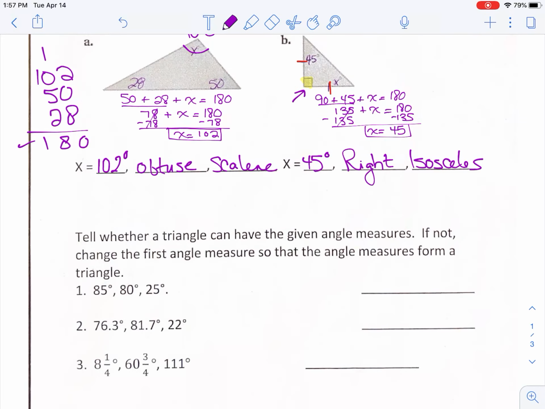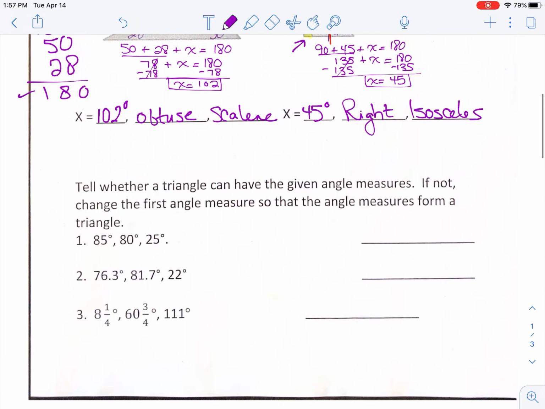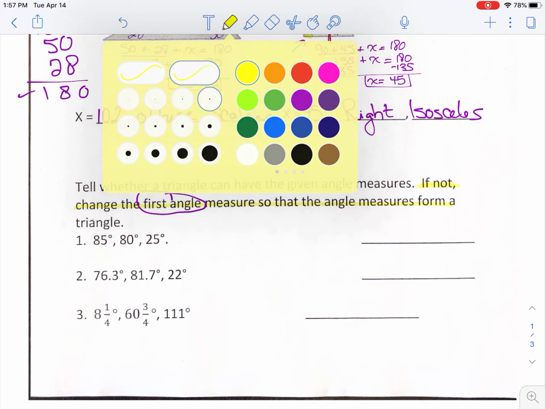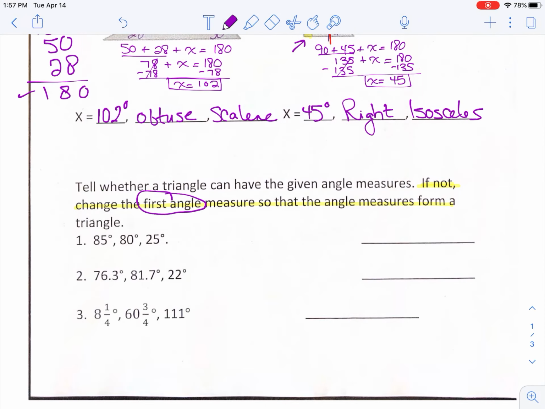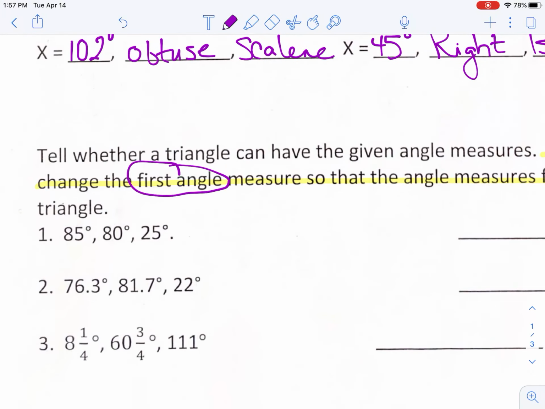Okay, so we'll do a few more practice of those on the back. First, it's going to talk about another way to figure out if given angles form a triangle or not. So it says, tell whether a triangle can have the given angle measures. If not, I'm going to highlight this. If it's not, we're going to change the first angle measure from the triangle.